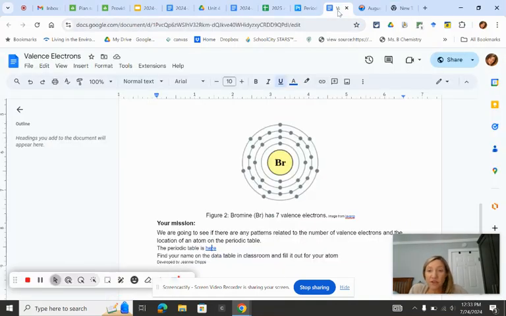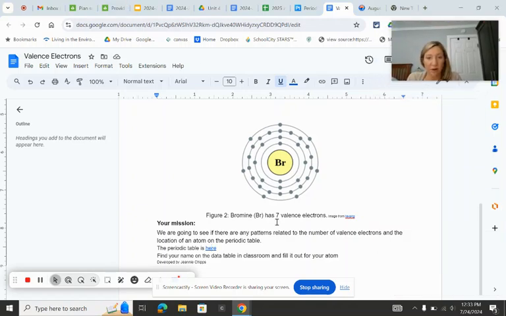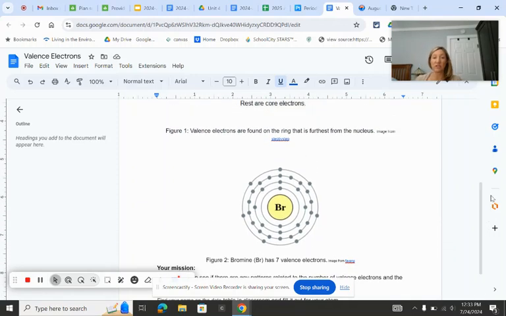All right, guys, I'm going to show you today's activity on valence electrons. This first page gives you a little debriefing about what a valence electron is. Don't stress about this first image here. It really just tells you that valence electrons are found on the rings furthest from the nucleus, so you're looking for your outside ring, the very outside ring.